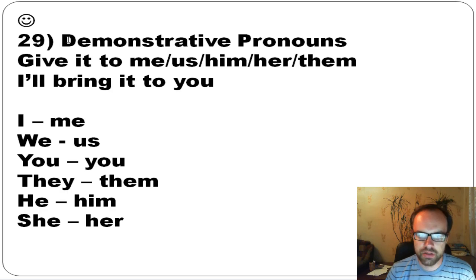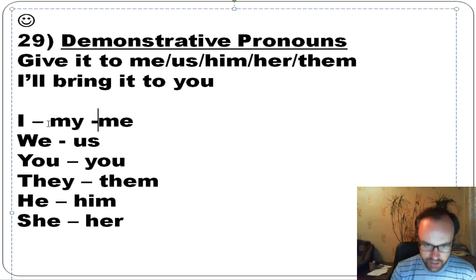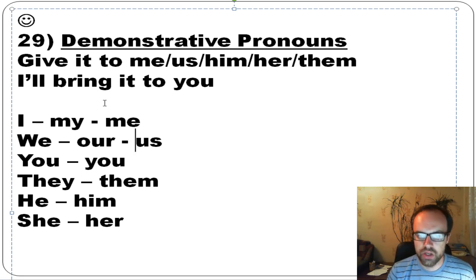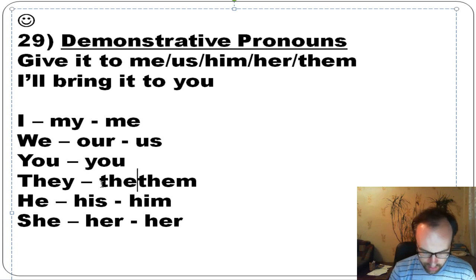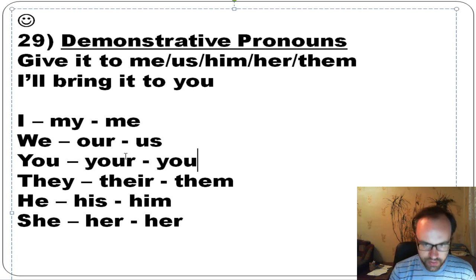And now pronouns. So, look, it's me, us, you, them, him, her, it. For example, give it to me. So we say I, my, me. Give it to us: we, our, us. Give it to him: he, his, him. Give it to her: she, her, her. Give it to them: they, their, them. Or I'll give it to you: you, your, you.